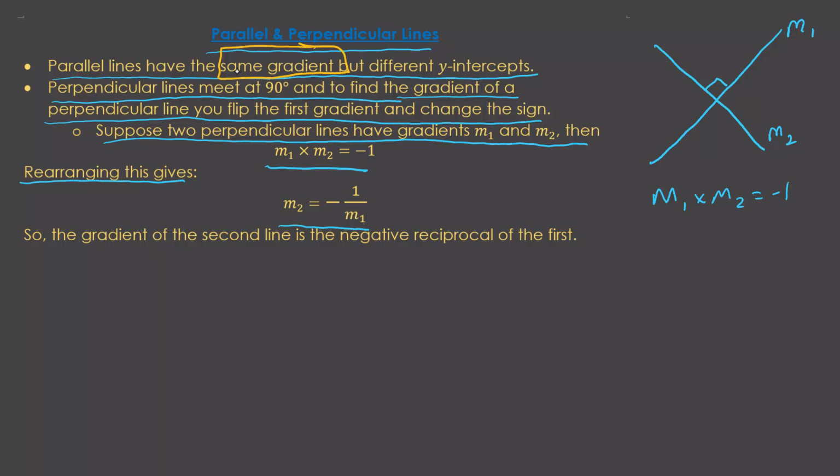And this is what we were talking about here with flip the gradient and change the sign. So the gradient of the second line is the negative reciprocal of the first.